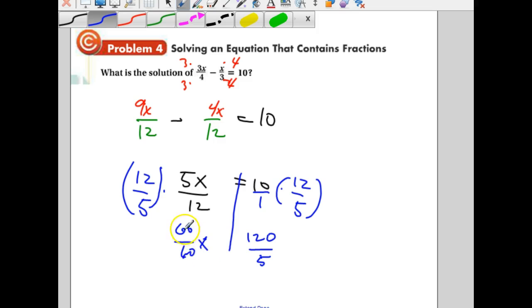Now you're going to simplify. 60 over 60 is just 1x, or x. 120 divided by 5, you can figure out what this is. I think it's 24. Alright, you can double check your answer, plug it back into here and see if that actually gives you the right answer. But I'm pretty sure that 24 is equal to x.